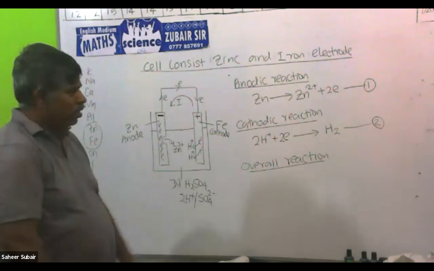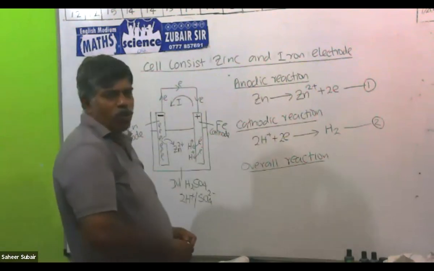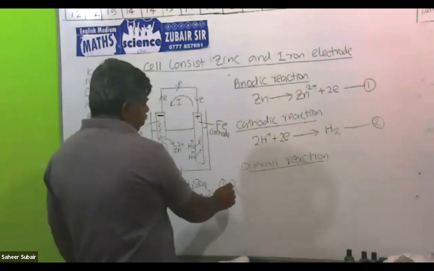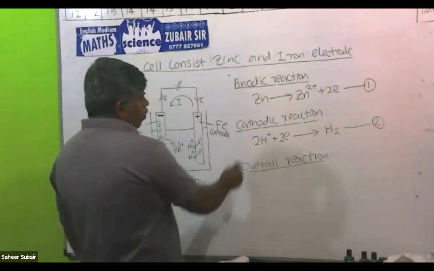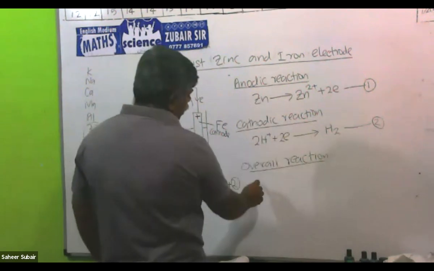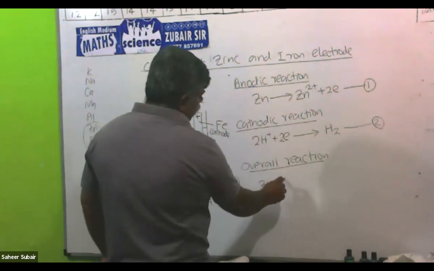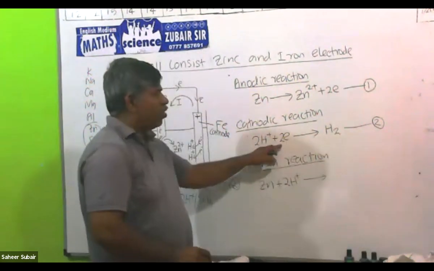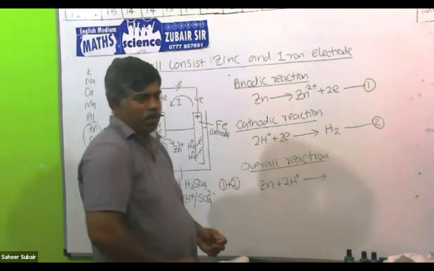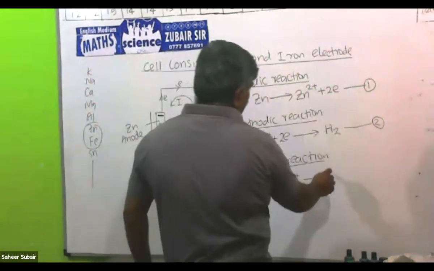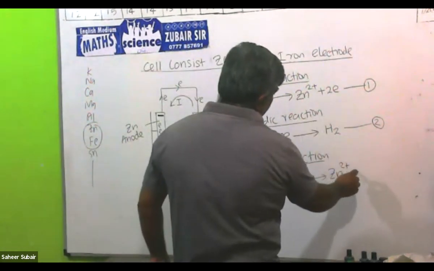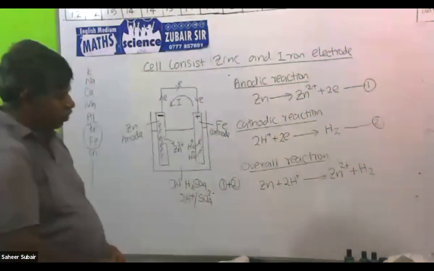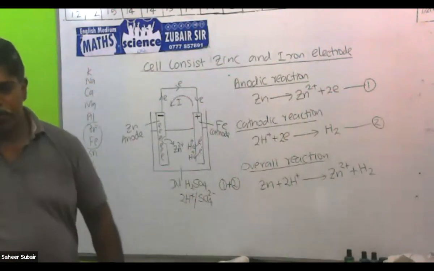Simple case. Then what is the overall reaction? Overall reaction is when you add these two. When you add these two, here zinc and hydrogen. So zinc plus 2H plus. No need to write the electron because this electron gets cancelled with that side. Then write the remaining: Zn2+ plus H2. This is the overall reaction or balanced ionic equation.